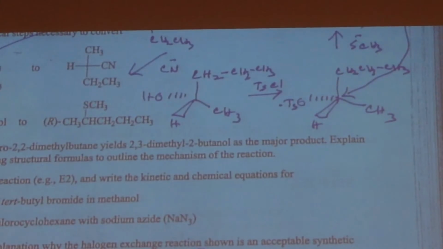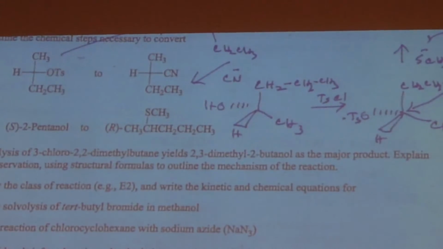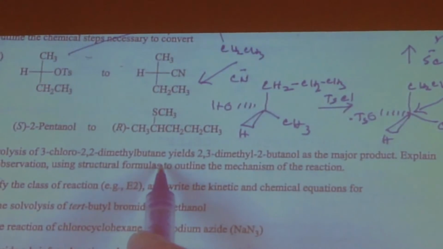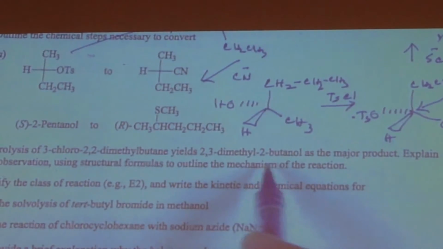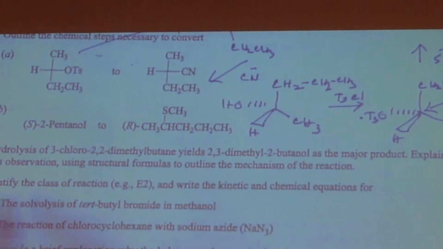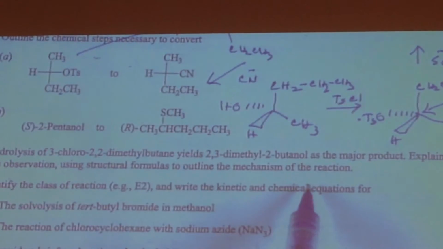Okay. Question 4. Hydrolysis of 3-chloro-2,2-dimethylbutane yields 2,3-dimethyl-2-butanol as the major product. Explain this observation using structural formulas to outline the mechanism of this reaction.